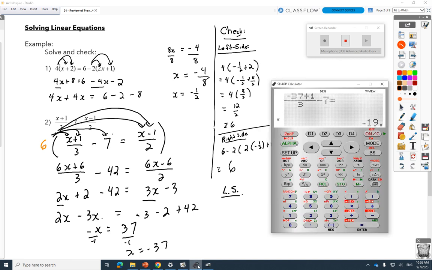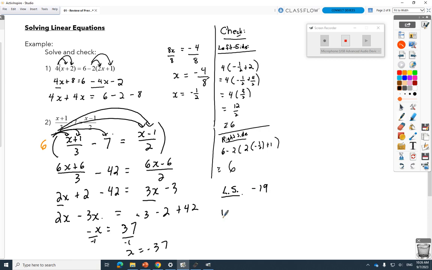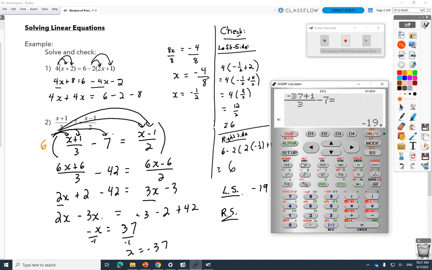Negative 19. Right side. Now, again, this is why we get a cool calculator, because it makes your life easier. x minus 1 over 2. So now I'm going to go negative 37 in a fraction, negative 37 minus 1 over 2. And what am I hoping for? Negative 19. Negative 19 would make me happy.